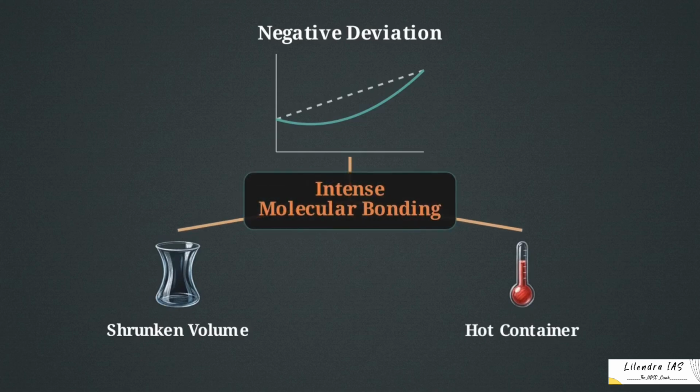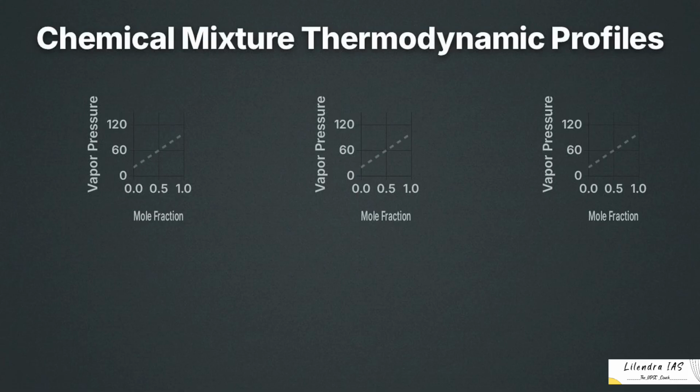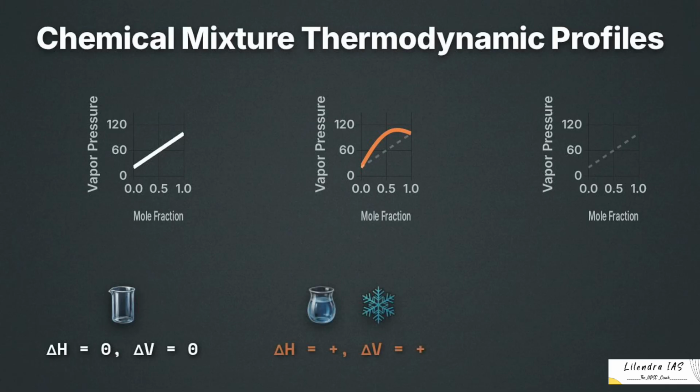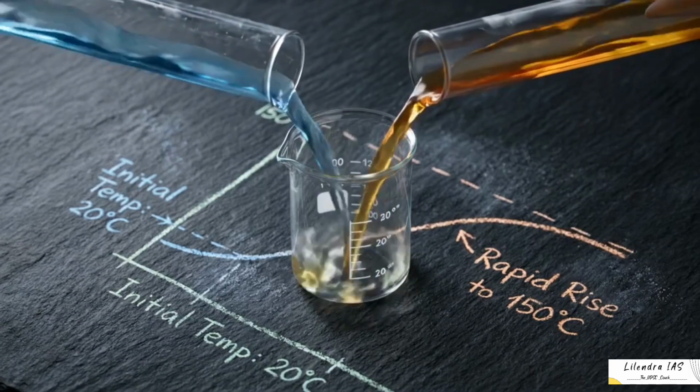This side-by-side chart displays the full diagnostic spectrum of chemical mixtures: the perfectly linear ideal state, the upward positive deviation, and the downward negative deviation. Each curve links perfectly to its macroscopic thermodynamic values for enthalpy and volume. These measured properties function in a predictable sequence.